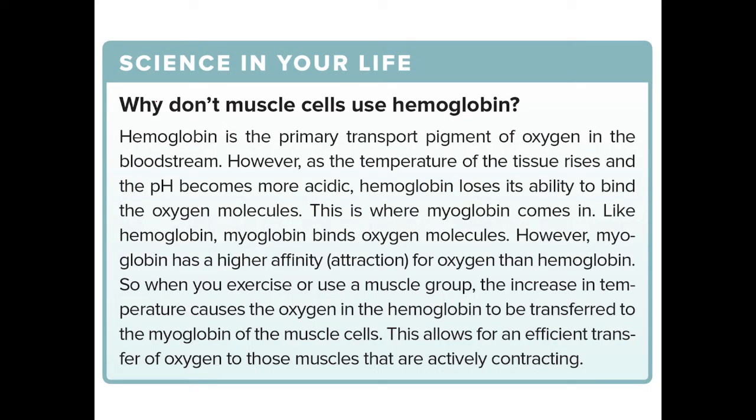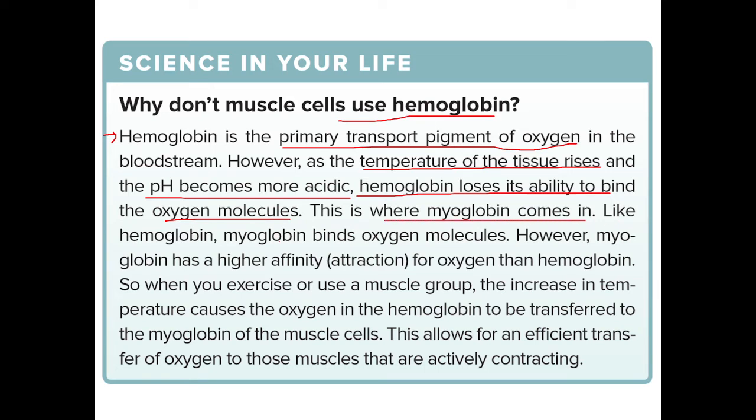Next. Now, why don't muscle cells use hemoglobin? A very short answer. Hemoglobin is the primary transport pigment of oxygen in the bloodstream. However, when the temperature increases in the tissue, the pH becomes more acidic and the hemoglobin loses its ability to bind oxygen molecules. This is where myoglobin comes in. Like hemoglobin, myoglobin binds oxygen molecules. However, myoglobin has a higher affinity for oxygen than hemoglobin. Higher affinity means the efficiency to attach to oxygen is more than that of hemoglobin.